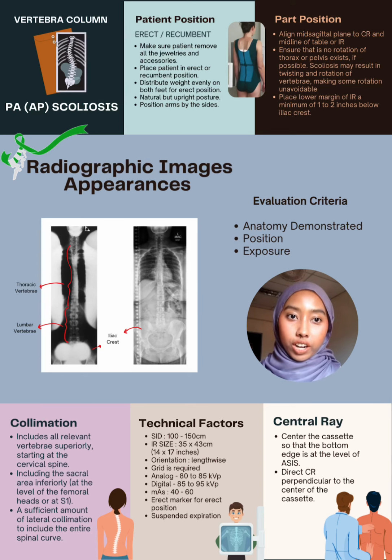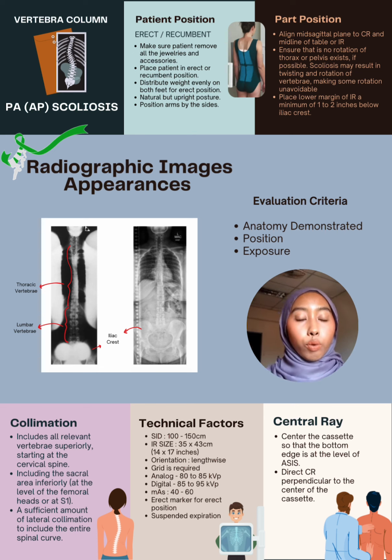I am SITI NURSYUKRIAH NASUHA binti Muhammad SUKRI, and I am going to present about the radiography image of AP scoliosis. First, a good radiographic image of AP scoliosis must include the thoracic and lumbar vertebra, including 1 to 2 inches of iliac crest inside the film. If we go through the sample photos that we have here, we can see that the thoracic and lumbar vertebra as well as the iliac crest are seen in the images.